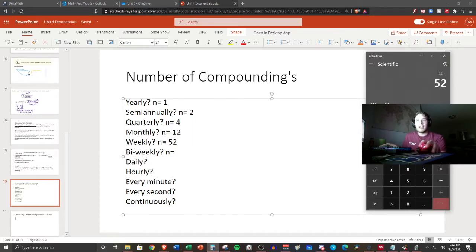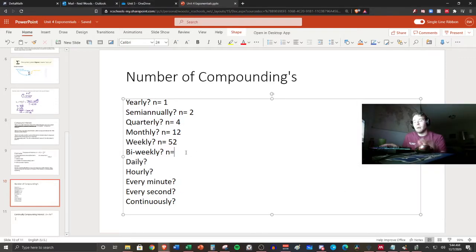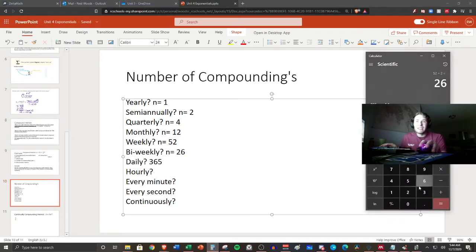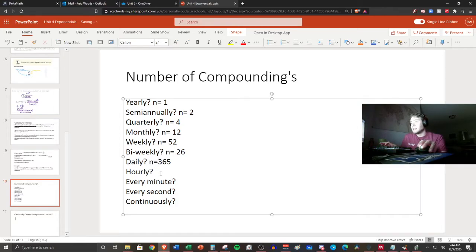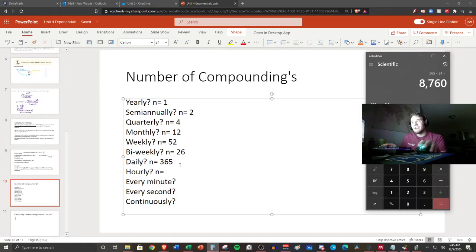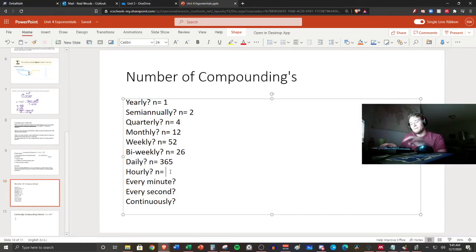So I need to divide 52 by 2, right? Bi-weekly would be 26 times a year. Okay, now we're getting a little bit crazy. Daily, there's 365 days in a year. And then we're saying hourly. 365 times, oh, whoa, what am I doing? 24 hours a day. Oh, and I forgot my n equals. That is how many hours in a year? 8,760.